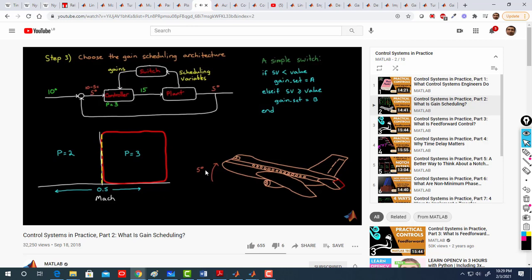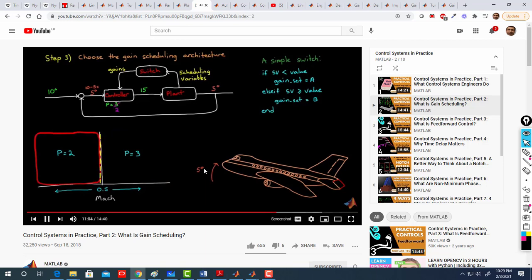At the very next time step, the Mach number drops to 0.499, just below the threshold, and the gain set switches instantly to 2. The error hasn't changed much in this amount of time, so it's still about 5 degrees. Therefore, the output of the controller jumps down to 10. So the output of the controller jumped from 15 to 10. This would cause a quick motion of the elevator, and the aircraft would quickly change its pitch, because now you are giving your actuators a very small value, startling the passengers and spilling their drinks. So this is uncomfortable for the passengers.